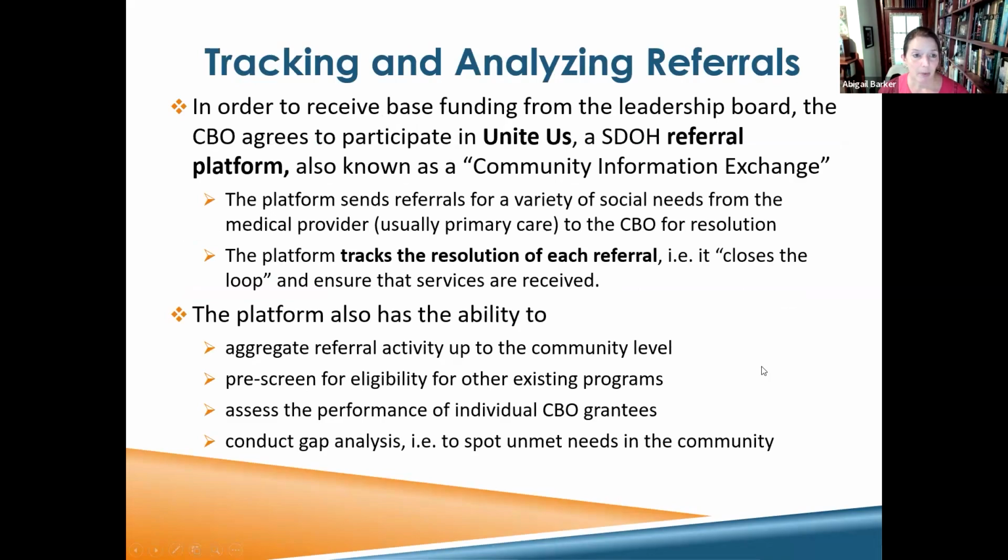So I know Mike has a section of the presentation in a little bit here, so I won't say as much about this as I otherwise would in this deck, but basically, the IT basis for this entire model is a CIE, a Community Information Exchange, a referral platform. Unite Us is the selected vendor for at least the first cohort. And we really think of them as a linchpin for making all of this stuff happen in a way that's efficient and also providing a lot of good data.